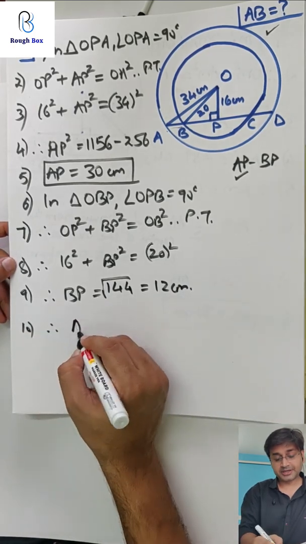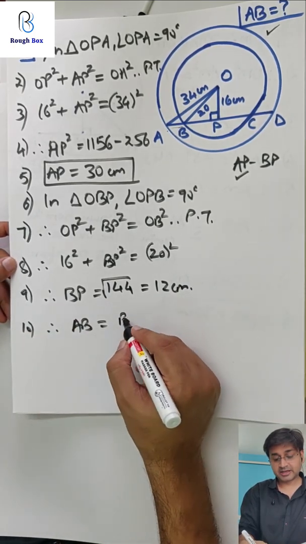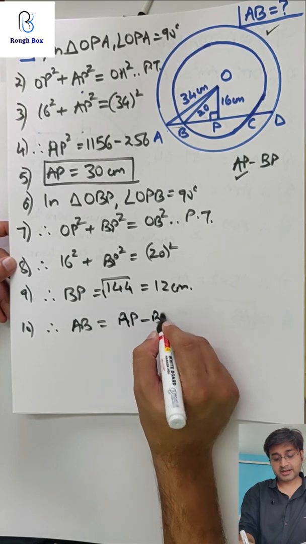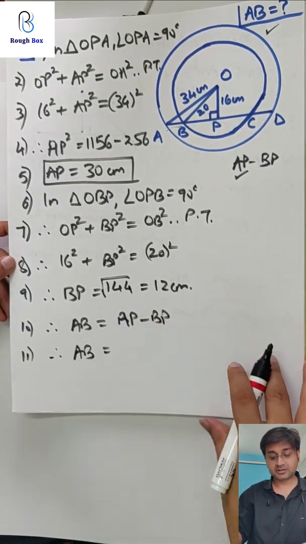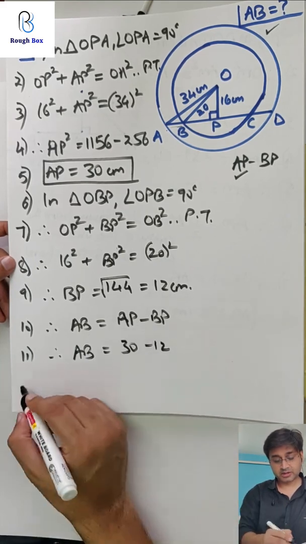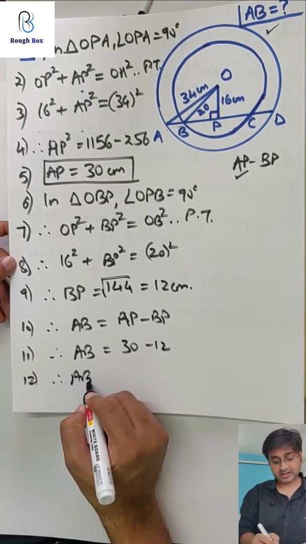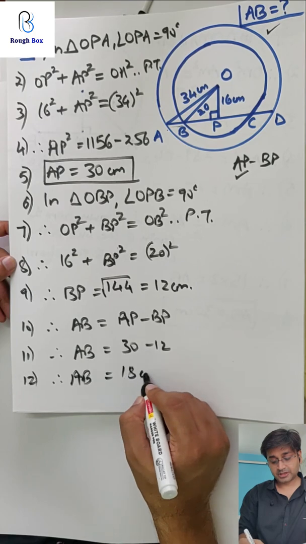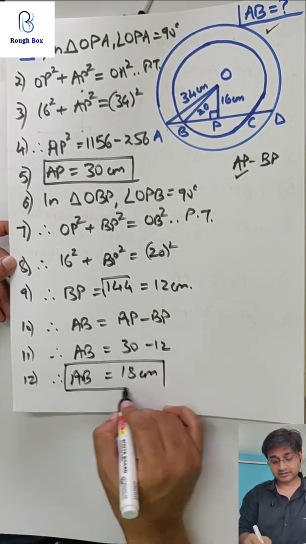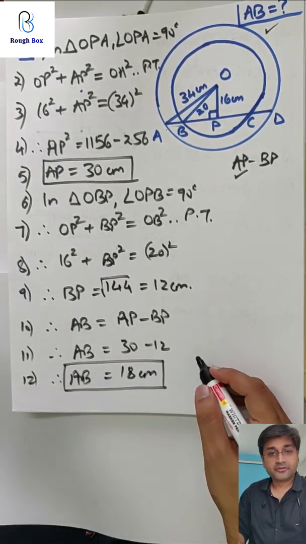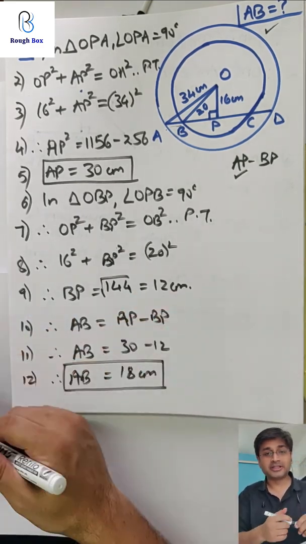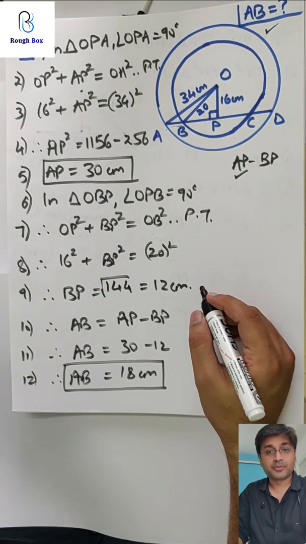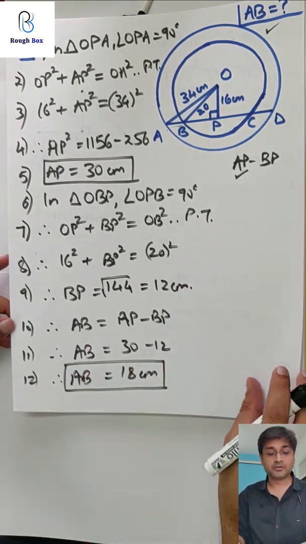Finally, I need AB, which is AP minus BP. So therefore AP is 30 minus 12, and therefore my final answer for AB should be 18 centimeters. Yeah, so it was not difficult. This chapter, or rather this exercise, is only applying these properties, not difficult at all. If you pay attention, easily you will be able to manage.